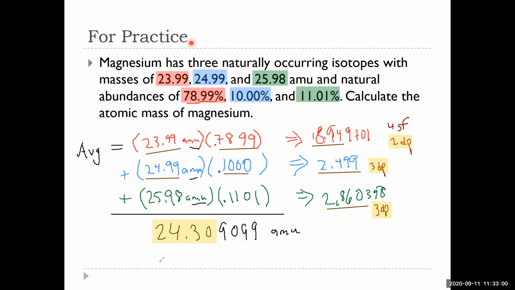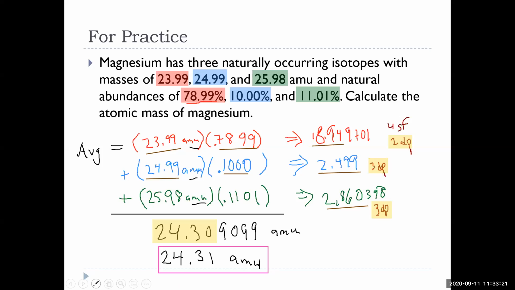We can round this. Okay, 24.31 AMUs as our final answer. Boom, perfect. Notice here, our weighted average is somewhere in between our 3 values. This is good, this makes sense. And it's skewed towards our most common value of 23.99, but dragged up to be a little bit higher based on these less common isotopes.